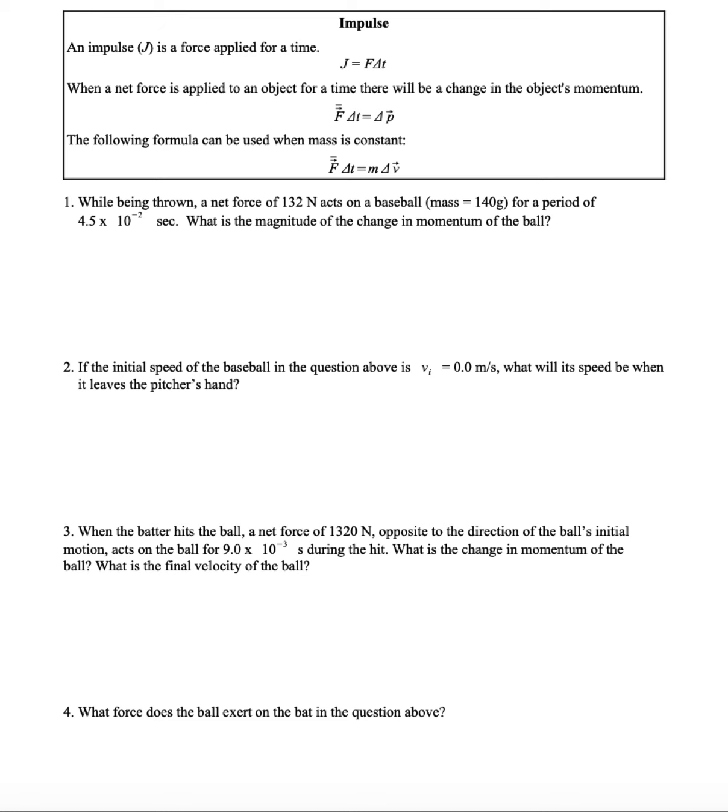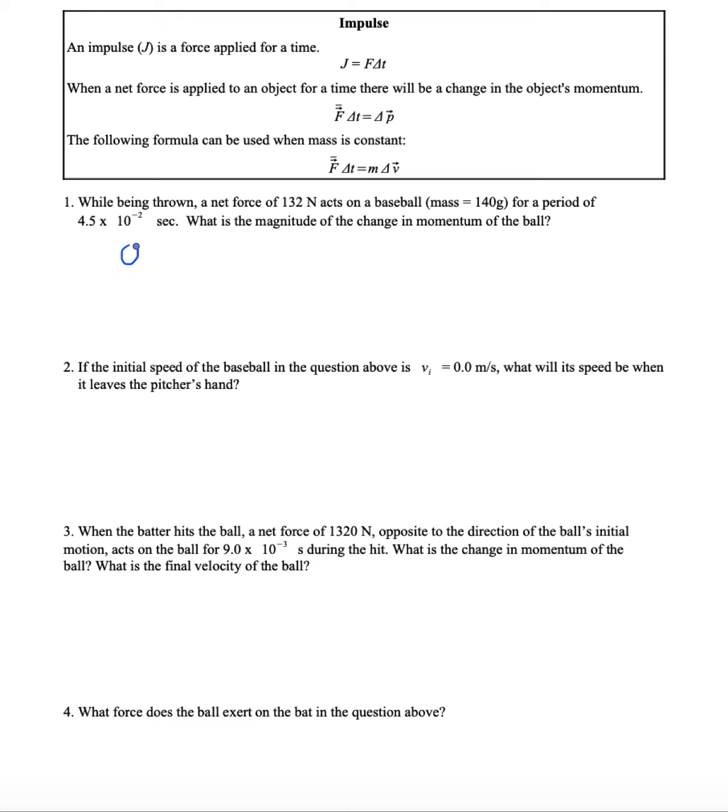When being thrown, a net force of 132 newtons acts on a baseball of mass 140 grams for a period of 4.5 times 10 to the minus 2 seconds. What is the magnitude of the change in momentum of this ball?